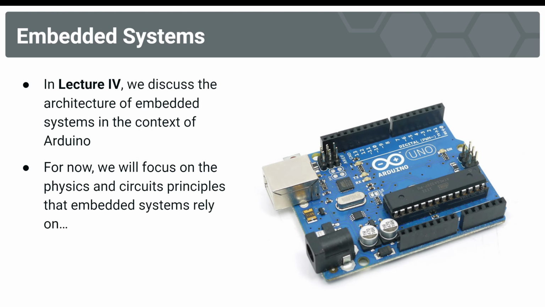In Lecture 4, we're going to discuss the architecture of embedded systems in the context of Arduino. You're going to use an Arduino board to build projects. But for now, we're going to focus on the physics and circuits principles that govern embedded systems. And so for your first two projects, Project 1, which accompanies Lecture 1, Project 2, which naturally goes with Lecture 2, we're not going to discuss circuits with Arduino or other microcontroller boards. We're going to stick with more basic designs.